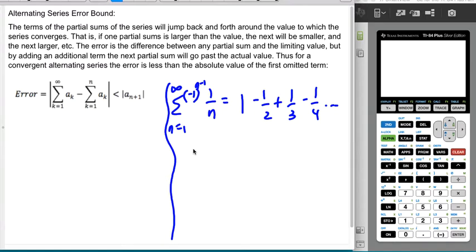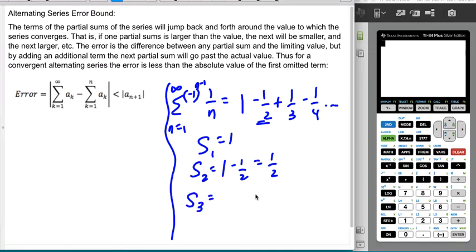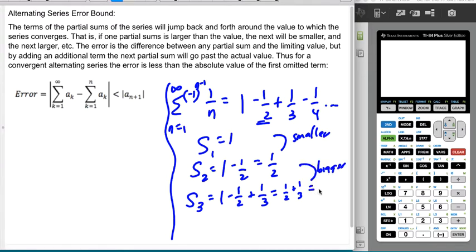Okay, so if I wanted to find this infinite sum, the sum of the first term is just 1. But the sum of the second term would be smaller than that because I'm subtracting, so it would be 1/2. Then the next sum is going to be bigger than the value I just got because now I'm adding a third, which is essentially the 1/2 that I just had plus a third. See how it gets smaller and then bigger again? That would be 5/6. Then it's going to get smaller because for S4, I'm subtracting again: 1 minus a half plus a third, which is what I had before, but minus a fourth. So see how it gets smaller.